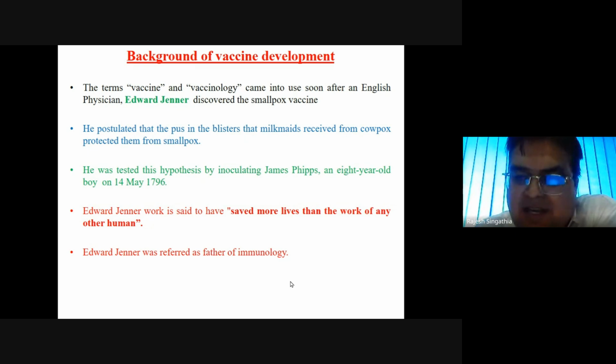1796. At first, his colleagues and peers doubted the safety and efficacy of this procedure, but eventually the value of the cowpox inoculum was recognized. Edward Jenner's work is said to have saved more lives than the work of any other human. That is why he is known as the father of immunology. So Edward Jenner has a very important contribution in vaccine development.